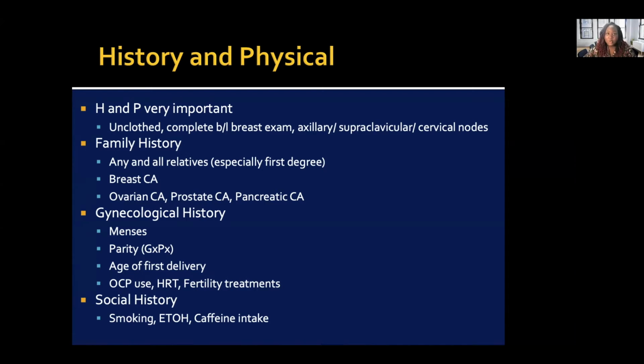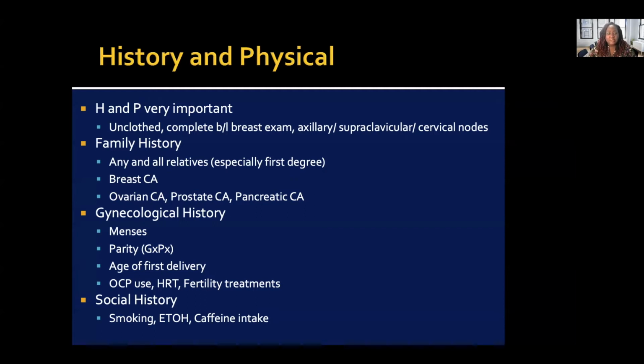The parity, you want to know if the patient is G1P1, G0P0. You want to know what their GP status is, and age of first delivery. Generally, we've looked at age of first delivery under age 30 to be more favorable versus an age of first delivery greater than age 30 to be less favorable in terms of the risk assessment for breast cancer.